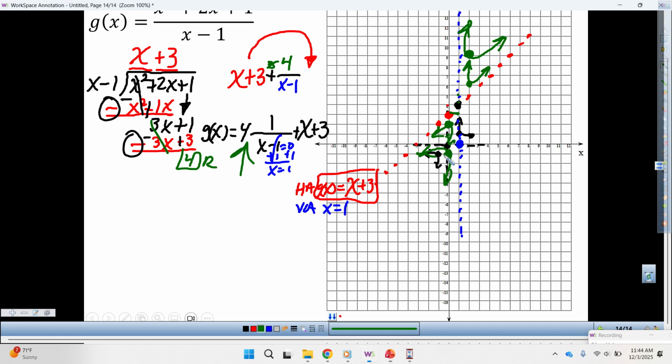Are you with these slant asymptotes? Where are we at? 5 4s, 5 4s. Okay. That's tonight's homework. I'm giving you 4 problems of these. Let's see how you do. Once again, if you need extra support, I'm here in the mornings. Come on in.